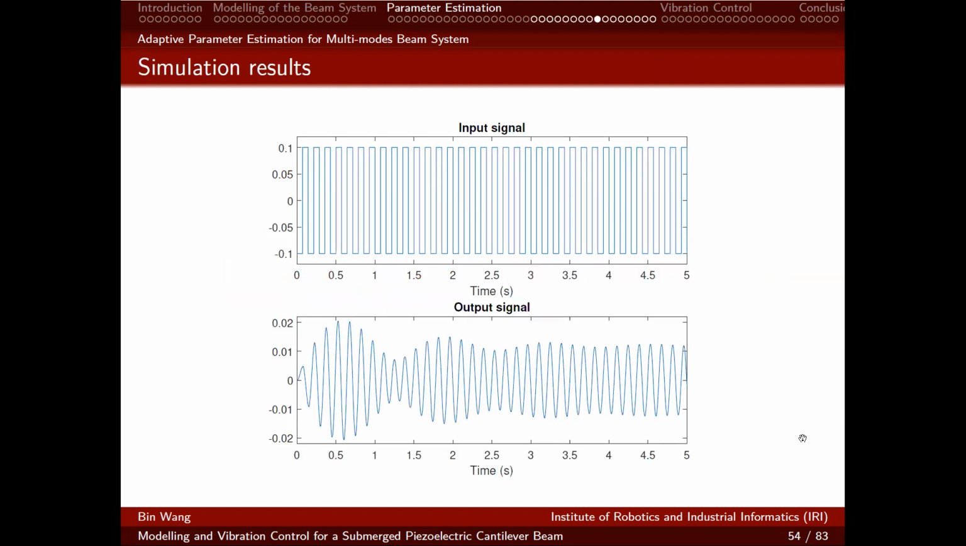Here we have the simulation results. To fulfill the persistent excitation condition, we use a square wave signal as the input signal. So we can collect the output signal.